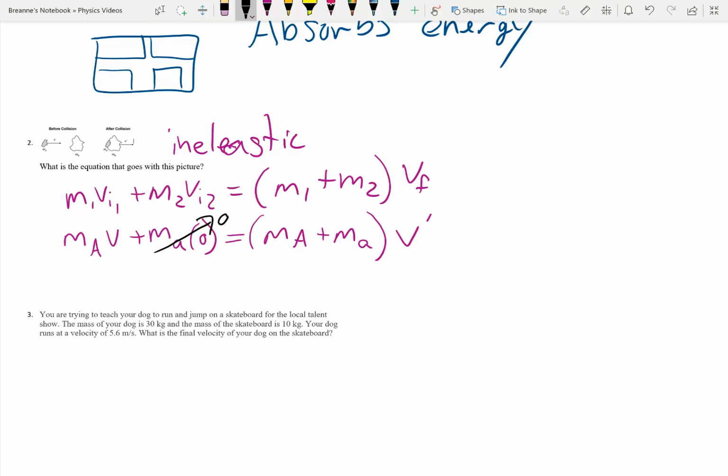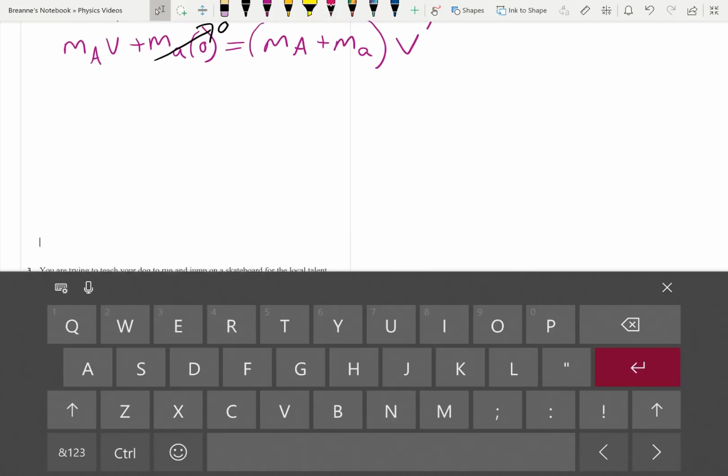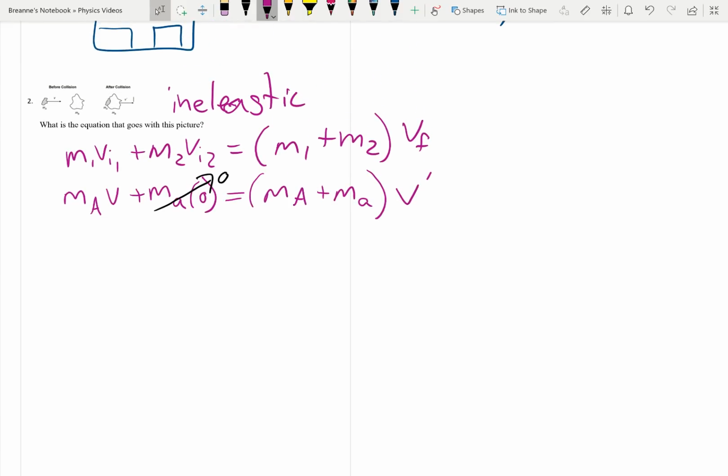I'm going to need some more space. There we go. So that leaves us with M capital A V equals M capital A plus M lowercase a V with a dash.